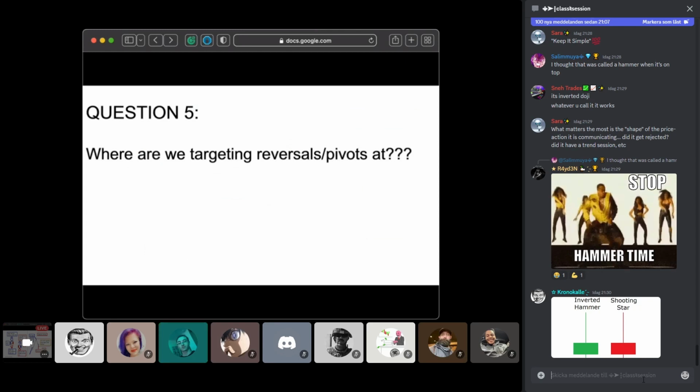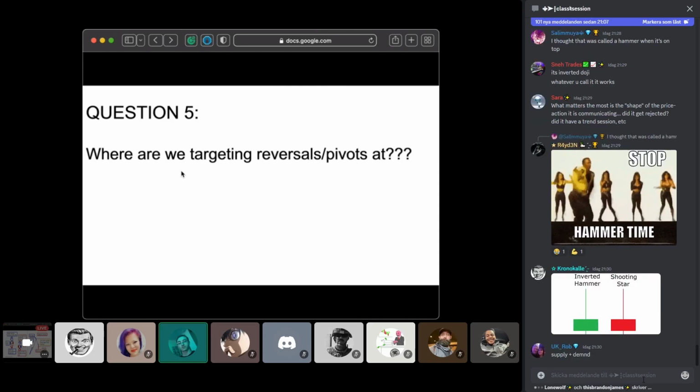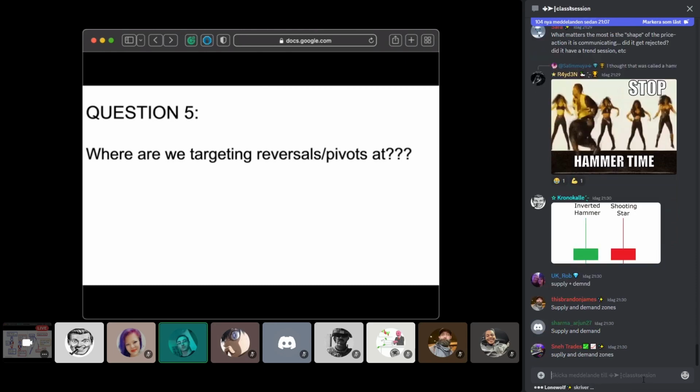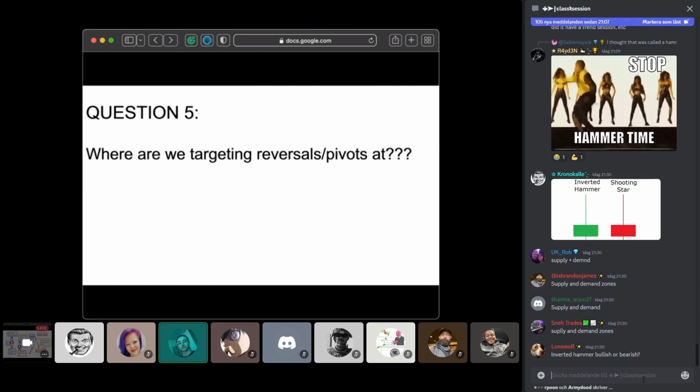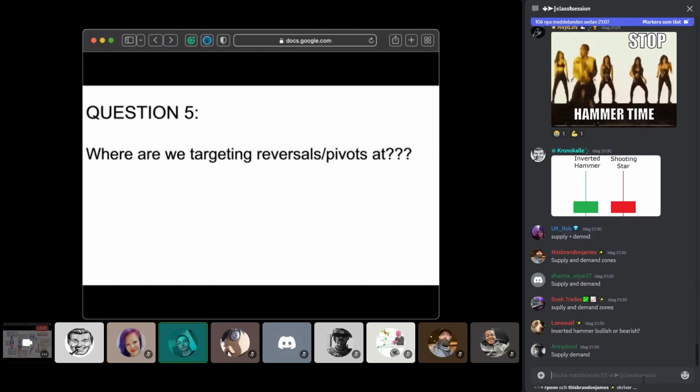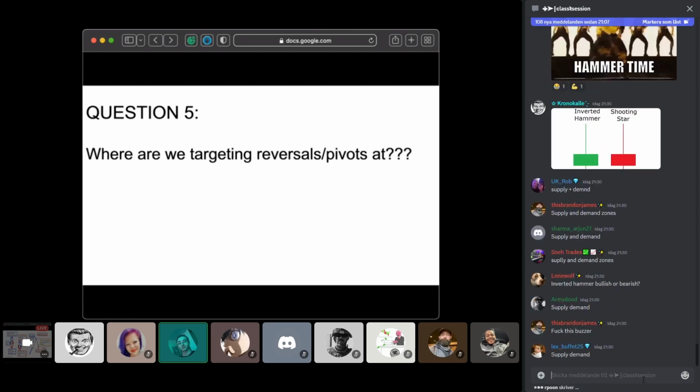So this one might be harder to answer, but we did go over it before, where we're emphasizing the foundation of VPA. Where are we targeting these reversals? Yes, exactly. UK Rob got it. Supply and demand. Yes, everyone's getting it. Let's go. I'm glad everybody understands that.